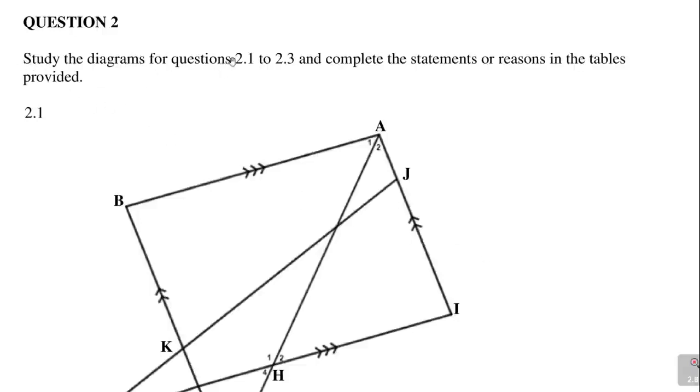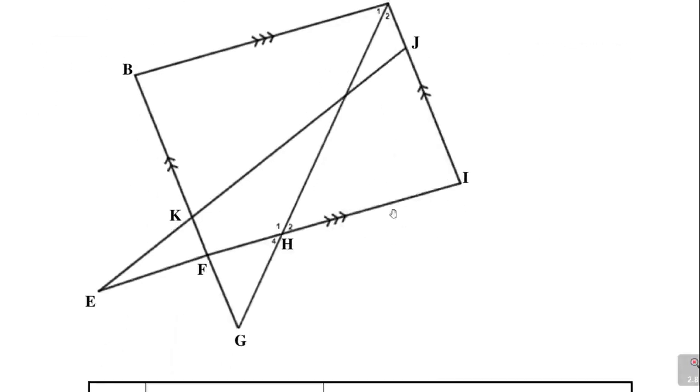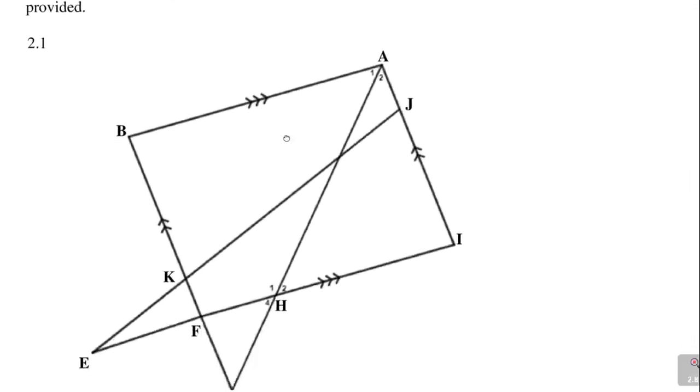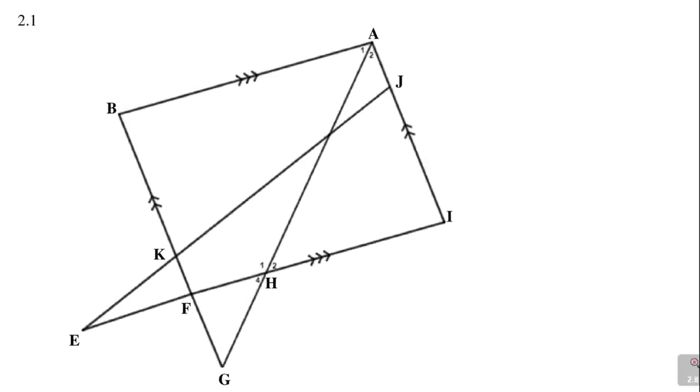Study the diagrams for question 2.1 to 2.3 and complete the statements and reasons in the tables provided. 2.1, there it is. So they've given us this. We study it. So what are we studying here? Let's study this. We can see something common. These lines, they are parallel. See that? This one is parallel to that. Right? We can actually use, because it's one line. I hope it's one line. But it looks like no.